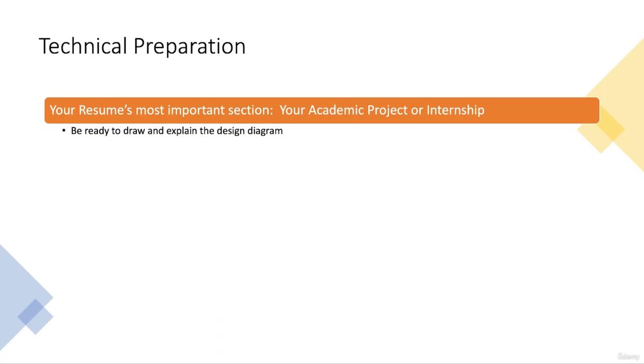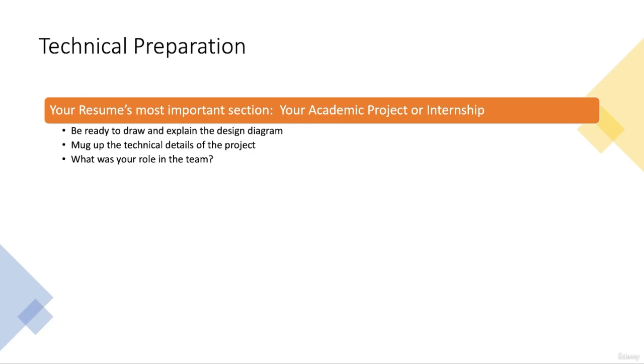So let's say you did an internship or your academic project was pretty complex. So he's going to ask you to draw the architecture of that particular software product or the module that you guys developed, and then he's also going to ask you the inputs and outputs of that particular design diagram. So you should be in a position to explain that. Next, I would seriously suggest mug up all the technical details of the project. You don't want to be stammering when you are actually explaining your project.